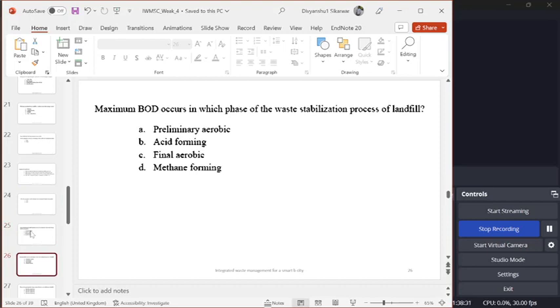Next question, we have: maximum BOD occurs in which phase of the waste stabilization process of landfill? This is also based on the same graph. So maximum BOD will be in which phase?